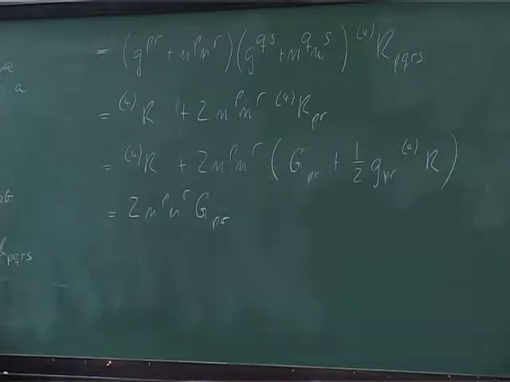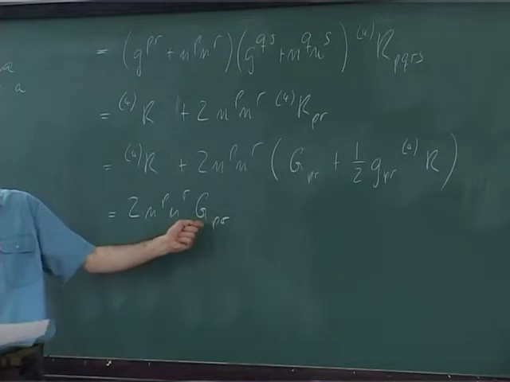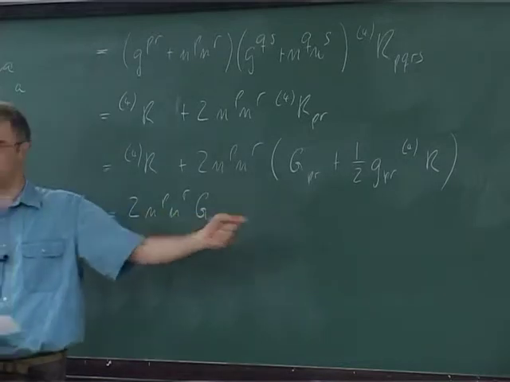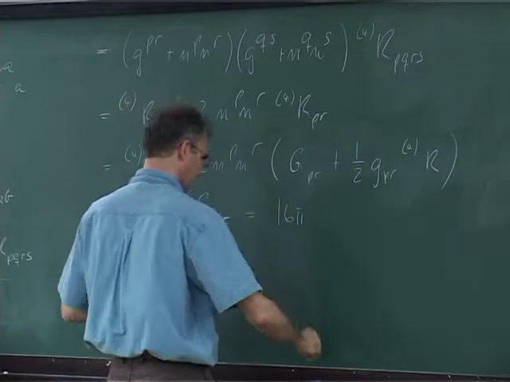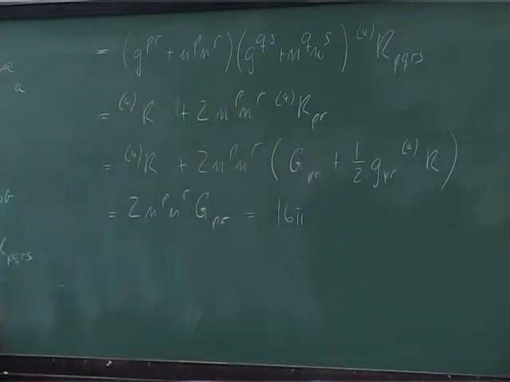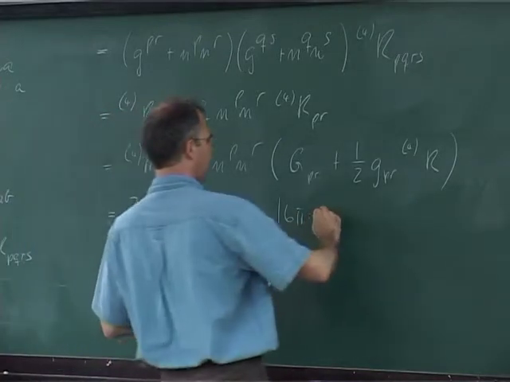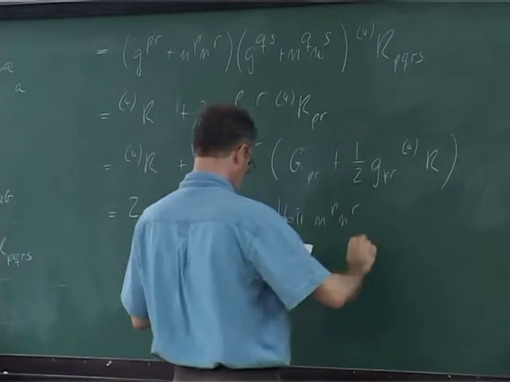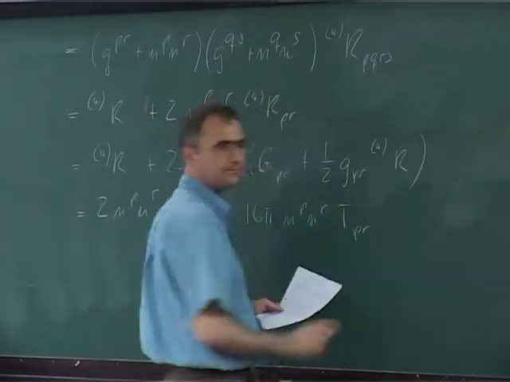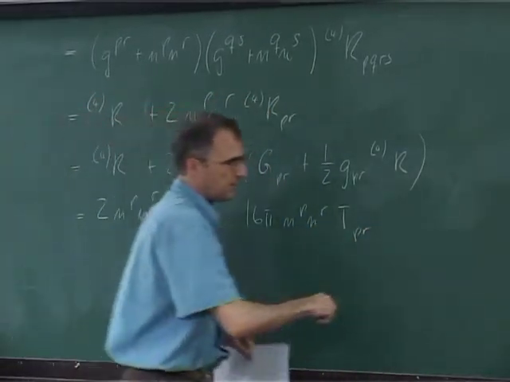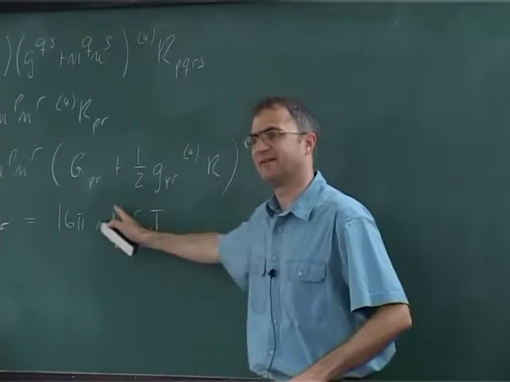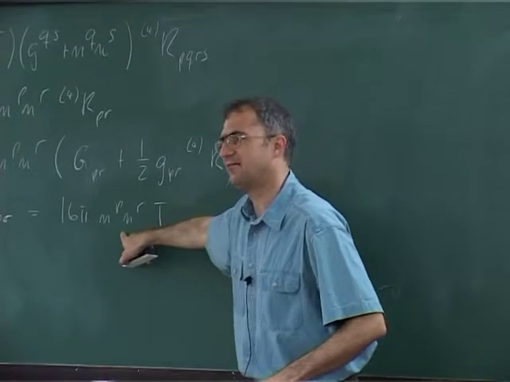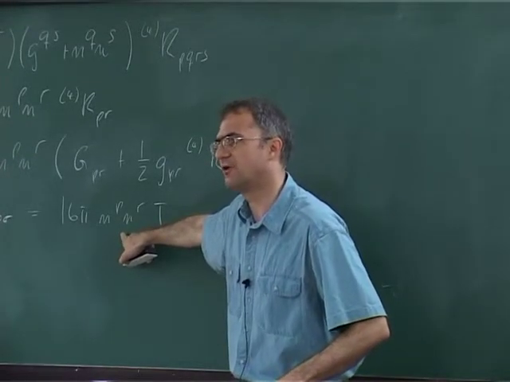We use Einstein's equations, right? Einstein's equations tell us this equals 8 pi T. So this is the same as 16 pi times n^p n^r times T_pr. Okay? So now we define this. What is this? n is like a four-velocity. It's the four-velocity of the normal observer.